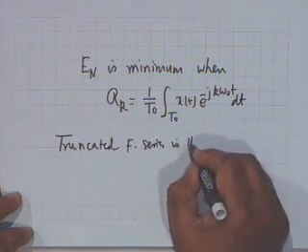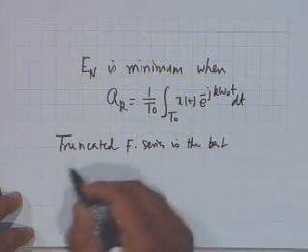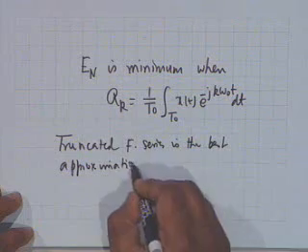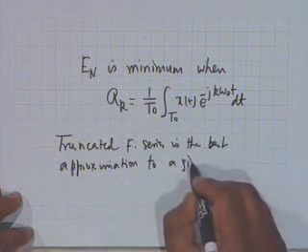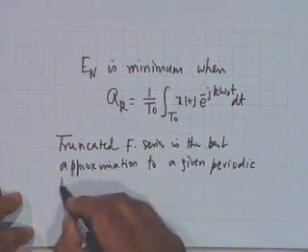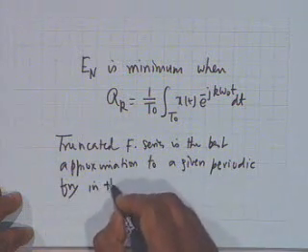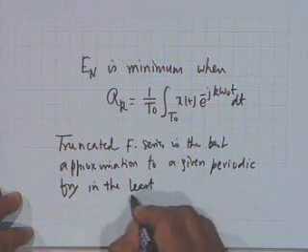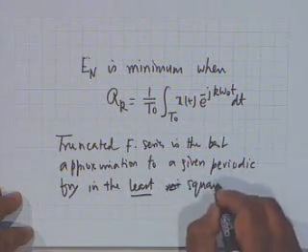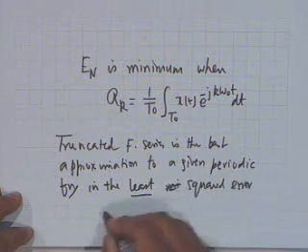Truncated Fourier series is the best approximation to a given periodic function in the least, why do you say least? Least squared error sense.